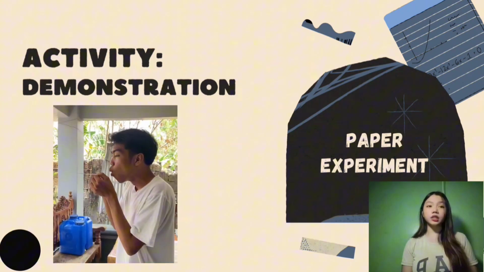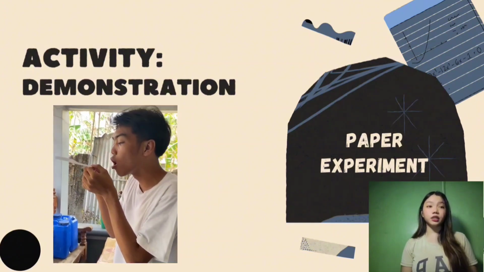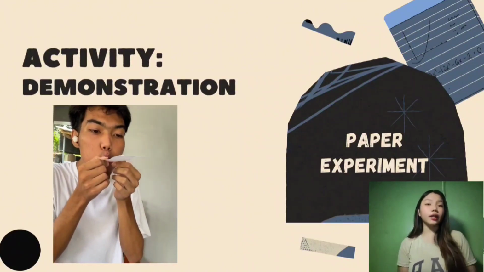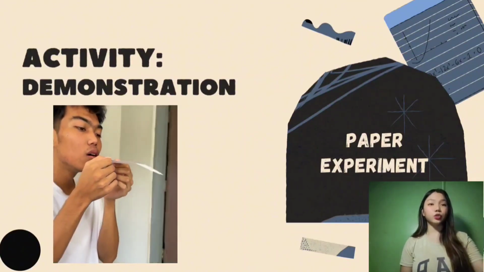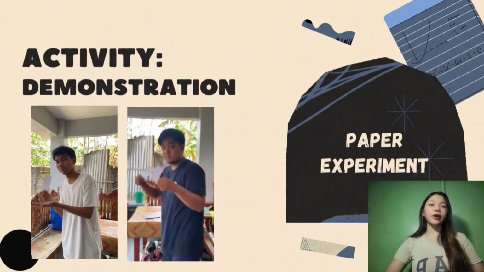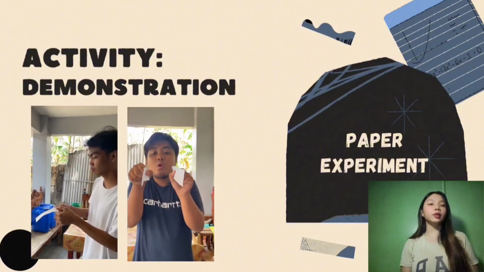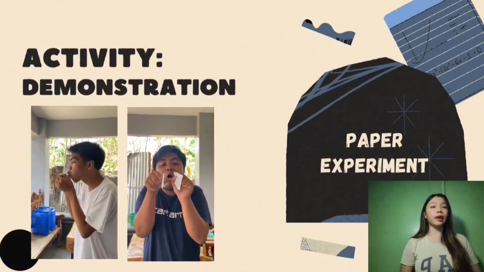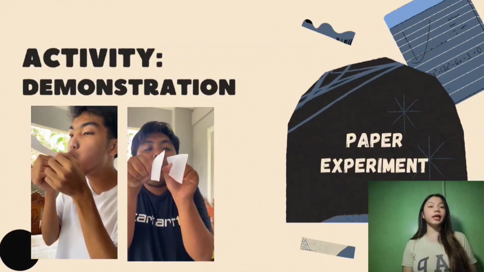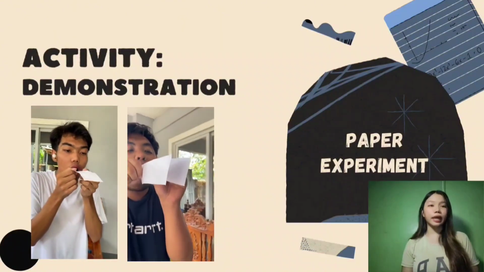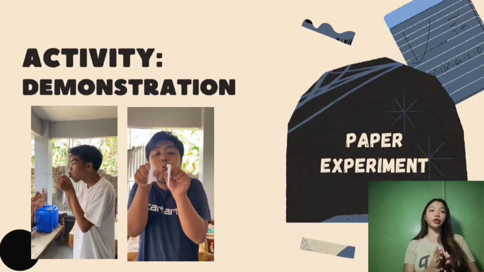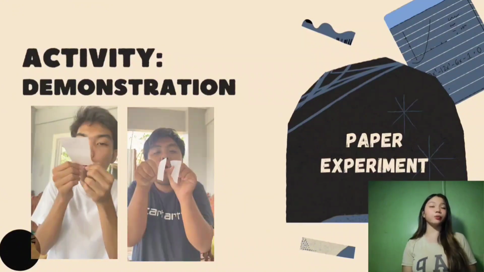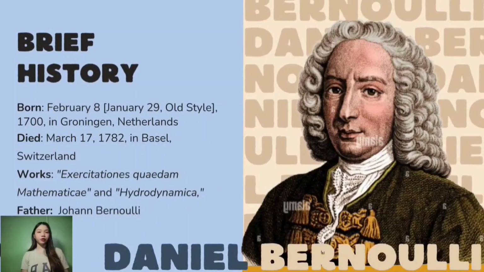According to Bernoulli's principle, an increase in the velocity of the fluid, air in this case, in our experiment, results in a decrease in the pressure. So to summarize our experiment, blowing air between the papers increases the air velocity, decreasing the pressure between them due to Bernoulli's principle. The higher pressure on the outside of the paper pushes them together, demonstrating the inverse relationship between fluid velocity and pressure.